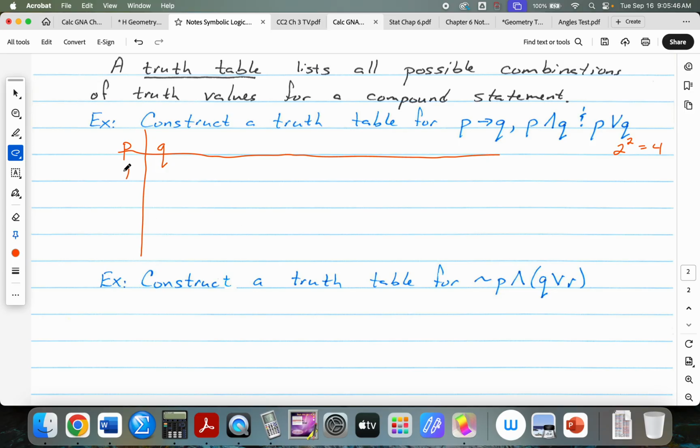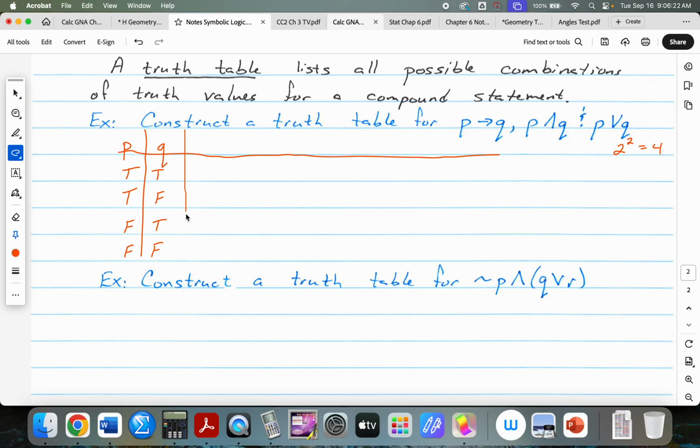So it could be that P is true and Q is true. P is true and Q is false. P is false, but Q is true. And P is false and Q is false. And that's usually the order that I do them in. You do not have to do them in that order. I will say it makes it easier for me to grade, but that's not a big deal. If you don't do them in that order, it's not a problem.